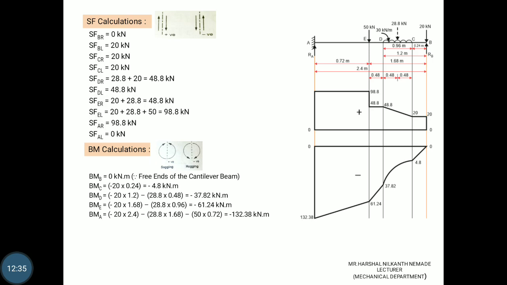After that, the SF calculations are there. After calculating the SFD, I will calculate the BMD. I have already solved it. After calculating, I have marked it on the diagram. You may have a look at how I have solved it.